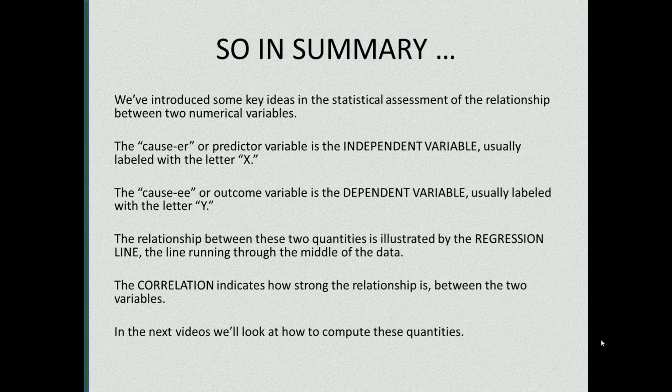So, quick summary here. We're looking at a relationship between two numerical quantities: a cause, an independent variable, an X variable, and a cause-e, an outcome, a dependent variable, the letter Y. The line running through the middle of those data is the regression line. Correlation tells us how closely those two things are related. And in subsequent videos, we'll look at computing these quantities.